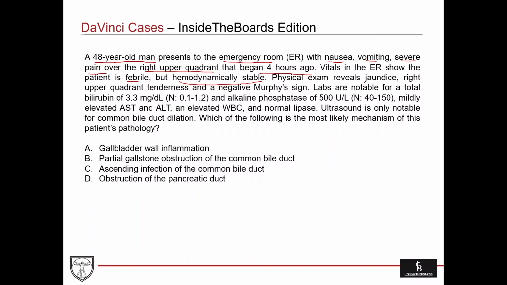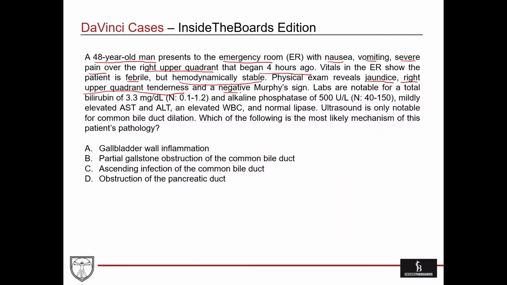Physical exam reveals jaundice. Remember, this is just yellowing of the skin, which is usually a result of buildup of bilirubin, which is often caused by either pathology in the biliary tract or in the liver, or potentially both. So definitely want to keep that in mind. He has right upper quadrant tenderness on exam, which confirms what he presented with.